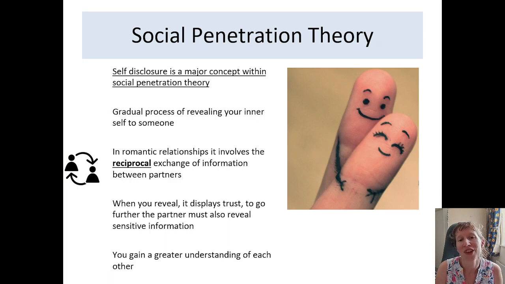And the idea of self-disclosure comes from within a larger theory called social penetration theory. And it's the gradual process of revealing your inner self to somebody. So you start at the outermost layer and then gradually work your way in to find out more about somebody else. So in romantic relationships, this involves what we call the reciprocal, which means two-way exchange of information. And what happens is when you exchange information, it displays trust. You're trusting the other person with that information. And so they also then will reveal sensitive information.